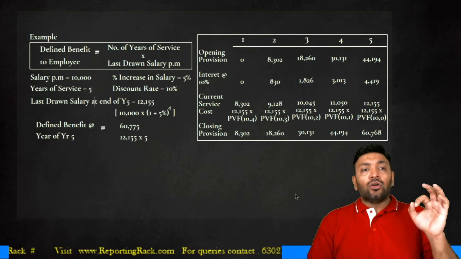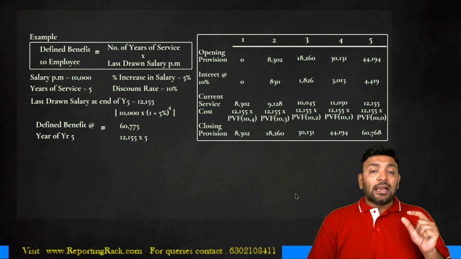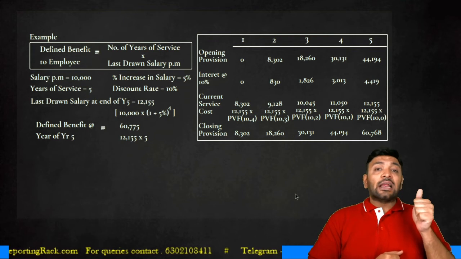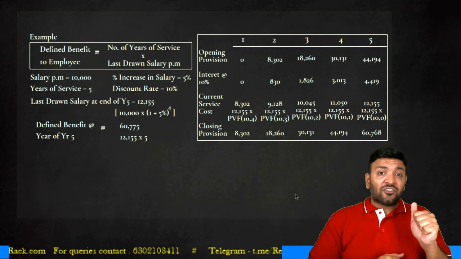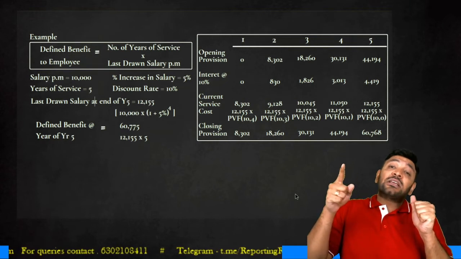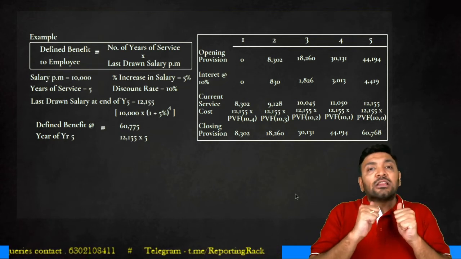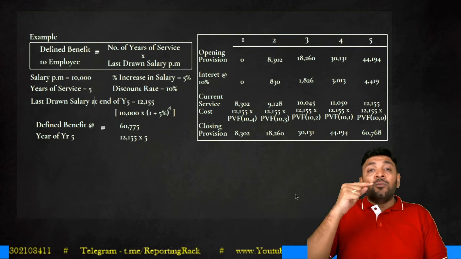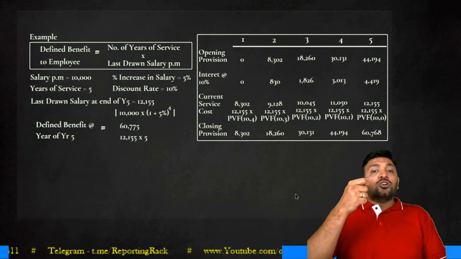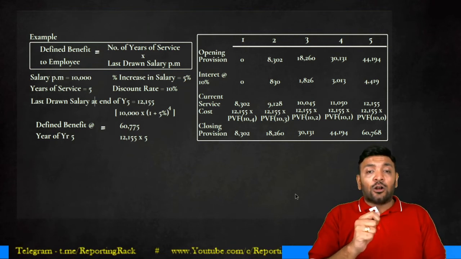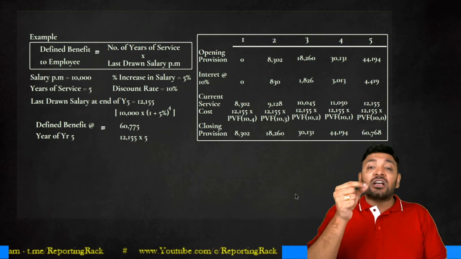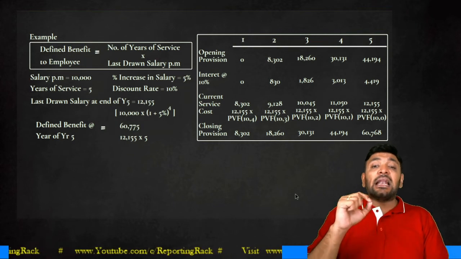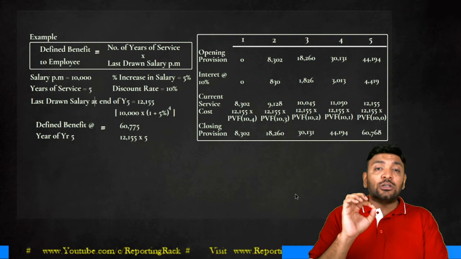Clear? Now, look at what is the interest cost then. Interest cost is because, look at 8,302, first year current service cost. You created a provision of 8,302 at the end of year one to make sure that the payment becomes 12,155 at the end of fifth year. How will it become 12,155 at the end of fifth year? Just like that, it won't become. So therefore, every year since you're coming closer to settlement, you have to keep on increasing the amount of provision. So first year, when I created 8,302, second year, I have to create an interest cost of 830 on that. Second year, again, I'll create a current service cost of 9,128 and my closing provision will become 18,260.